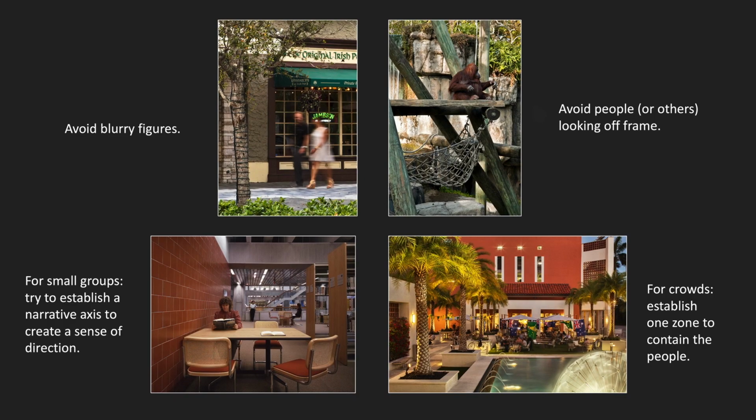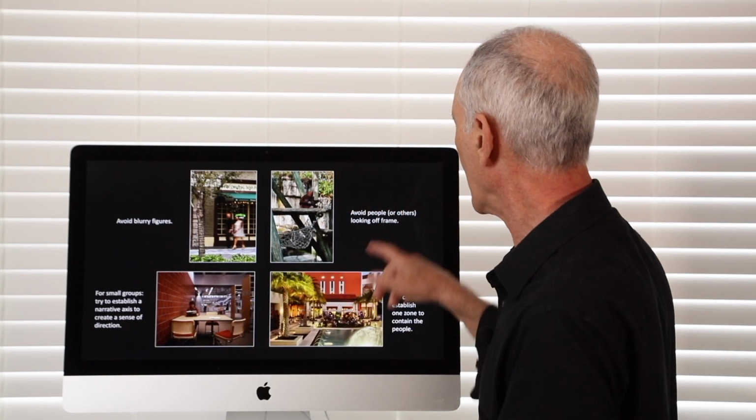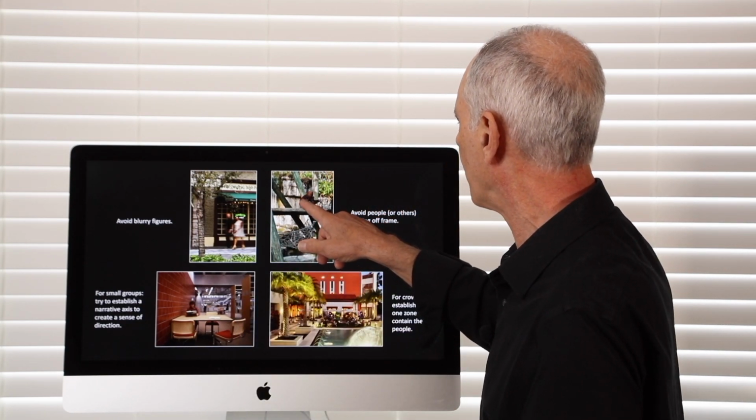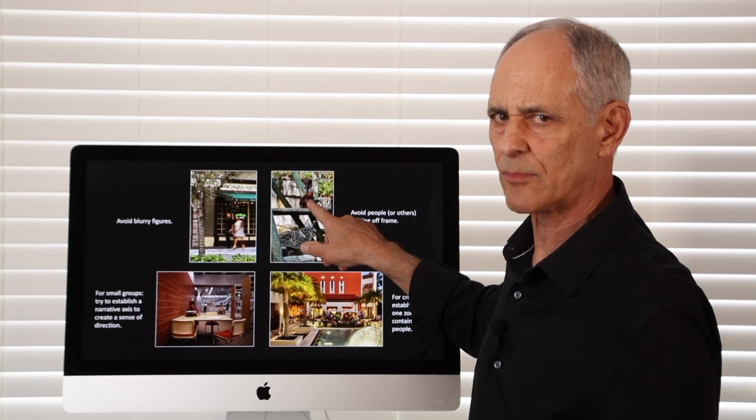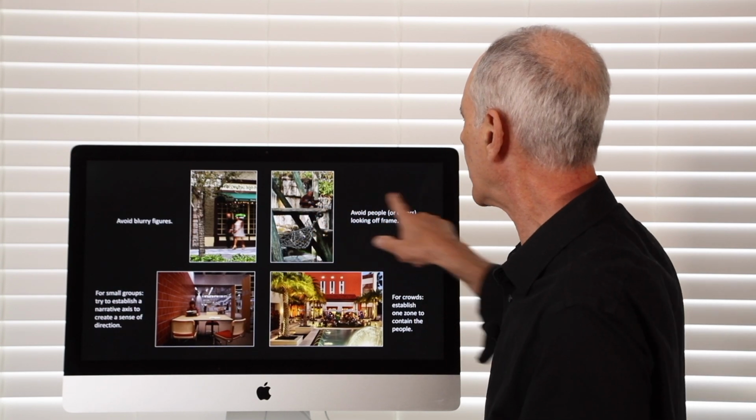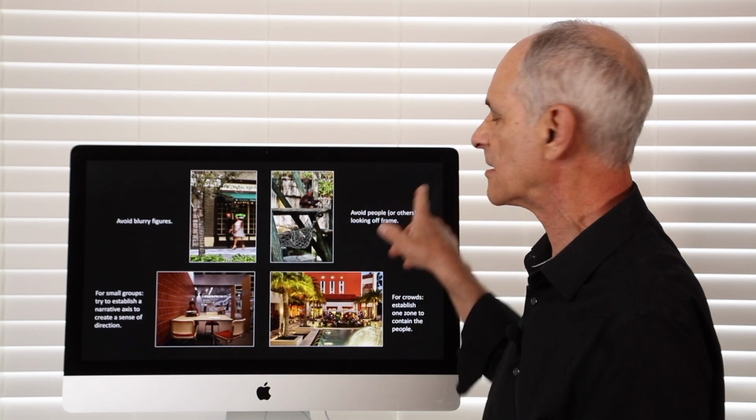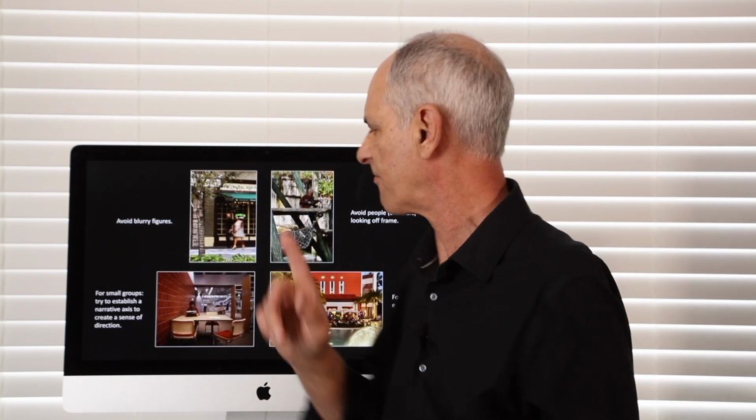There are a couple of things I want you to avoid. Avoid blurry figures. Again, this was popular for some reason for a while. In art museums, you'd see somebody blurry going by. The viewer's eye is going to go right to that blurry image, and it's going to take away from the overall dynamic of your picture. Number 2, if you can, avoid people or orangutans looking off frame, because that takes your viewer's eye off frame.